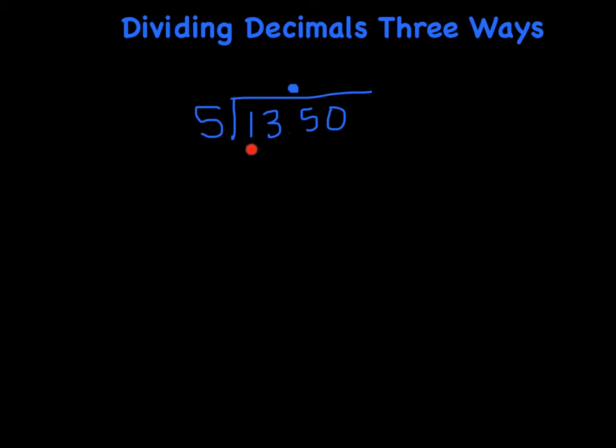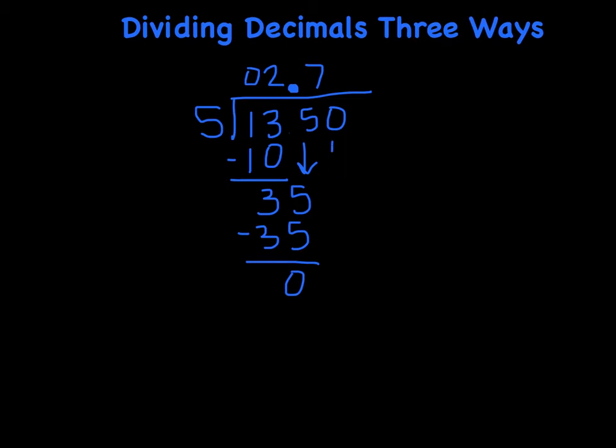So 5 can't go into 1, so I would put a 0 here. 5 can go into 13 2 times, so I'd put a 2 and I would bring down the 10, and I would subtract, and then I'd start bringing stuff down. 5 goes into 35 7 times. I would subtract. I have to keep going until I get rid of all these decimals. 5 goes into 0 0 times. So I would get the same answer as we did before, 2 70 hundredths, or 2 7/10.